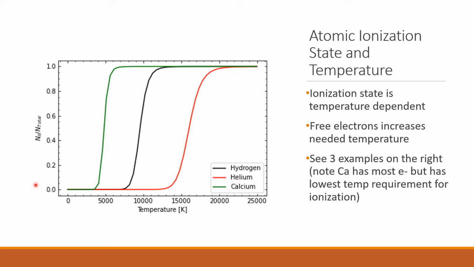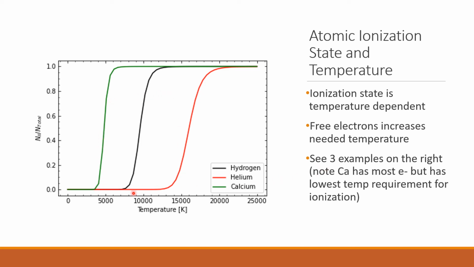Note that in every case, for quite a while it's 0, there is no ionized element, and then you hit a certain temperature value, it spikes pretty quickly, and then you're fully ionized. So let us consider why this is the case. Well, we have 3 examples here. Hydrogen, the standard. Helium, which is a high temperature to ionize, and calcium, which seems to have a lower temperature to hit the first ionization state.